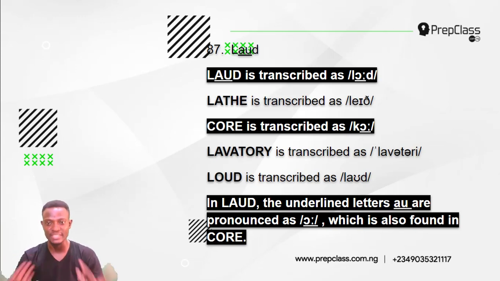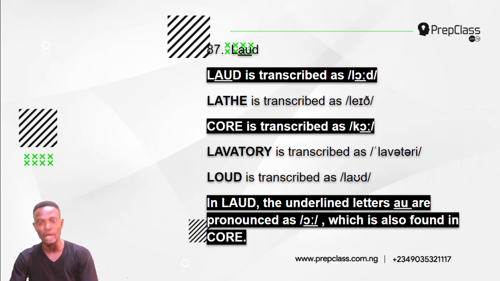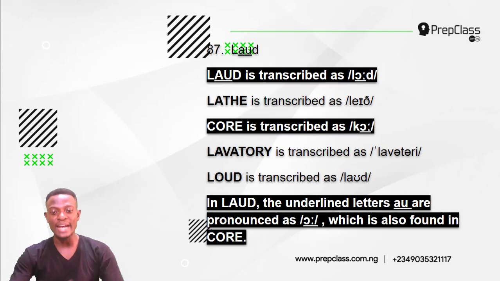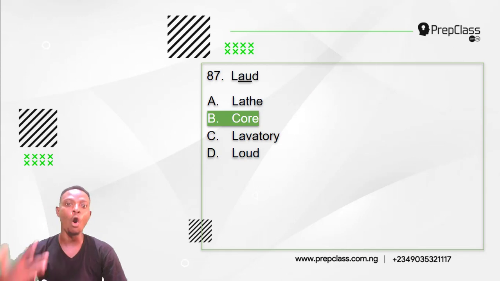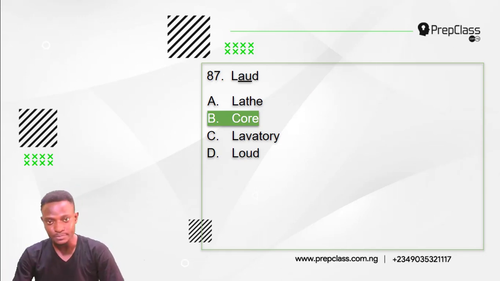Now, it is not option C, lavatory. Lavatory is transcribed as shown on the screen. It is not option D, loud. Loud is transcribed as shown on the screen. Now, in Lord, the underlined letters AU are pronounced as O, which is also found in core. So when you look at the transcriptions of Lord and core, we have the same O sound. So the answer to this question is option B. Lord, core, they have the same sound.